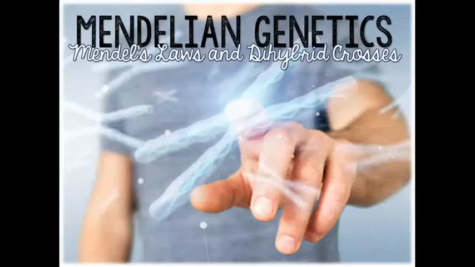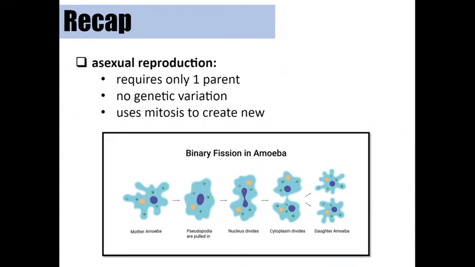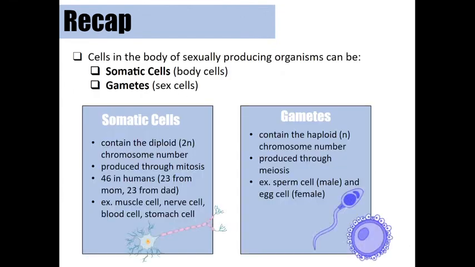All right, we are going to jump straight into Mendelian genetics with his laws and dihybrid crosses. So, just to recap, organisms can reproduce sexually or asexually. Sexual reproduction will require two parents, it produces genetic variation, and it uses gametes produced through meiosis. Now, asexual reproduction will only require one parent. There's no genetic variation, and this uses mitosis to create new offspring.